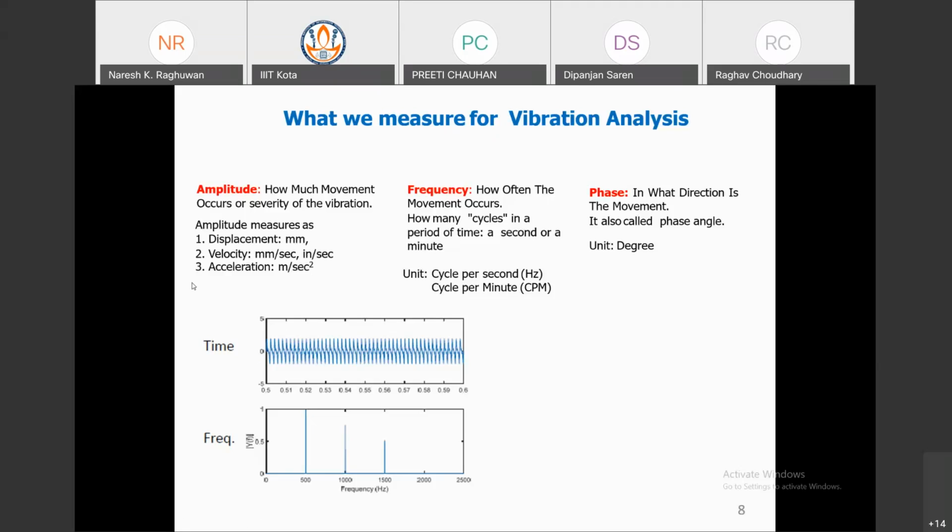So in the time domain, amplitude is on the vertical axis and time on the horizontal axis. In the frequency domain, you transform this time domain signal into the frequency domain. So you will see how many frequencies are involved in the time domain signal, and separate the frequencies with their amplitude. So these are the things we will measure.